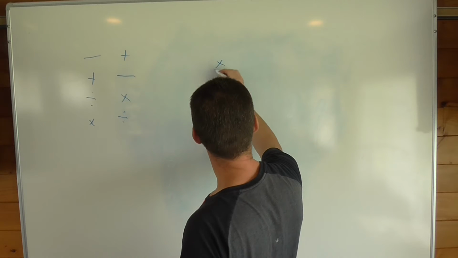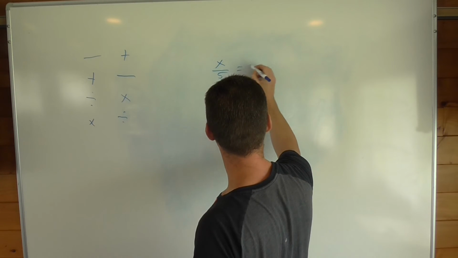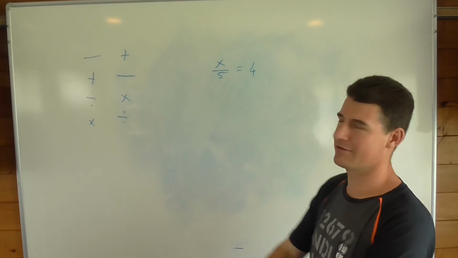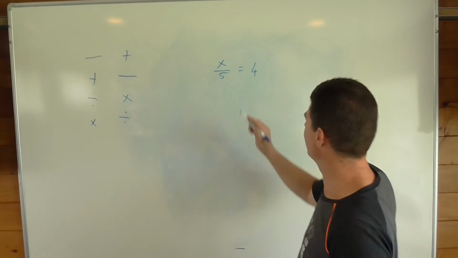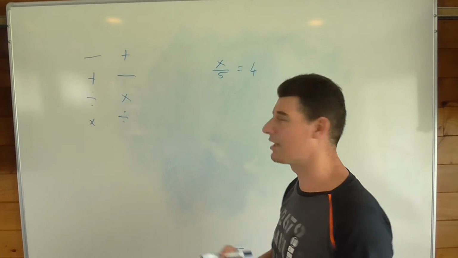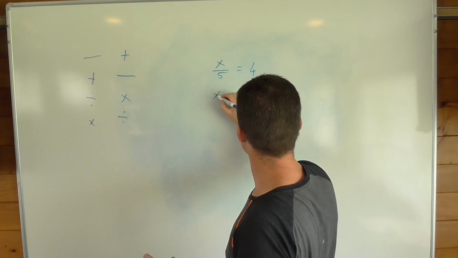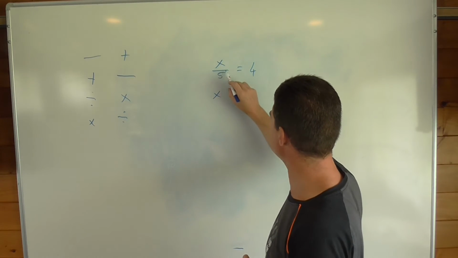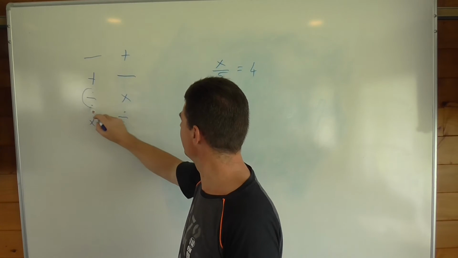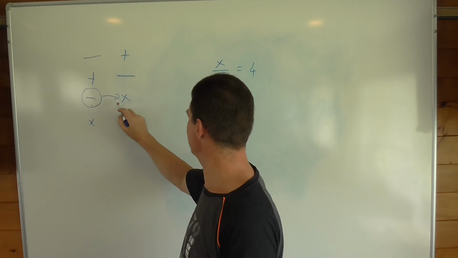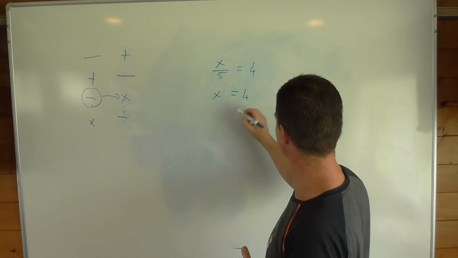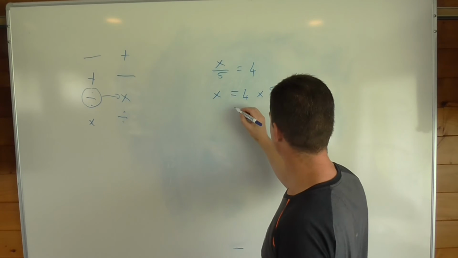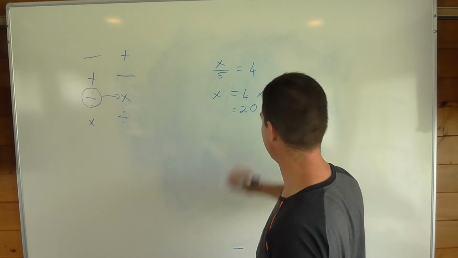X divided by 5 equals 4. All right, x divided by 5. So remember, what did we say? We need to get the x alone on one side. So that will equal then, now remember, this is a division. So a division becomes the opposite, which is a multiplication. So that will be 4 times 5. Ta-da! And that gives you 20.